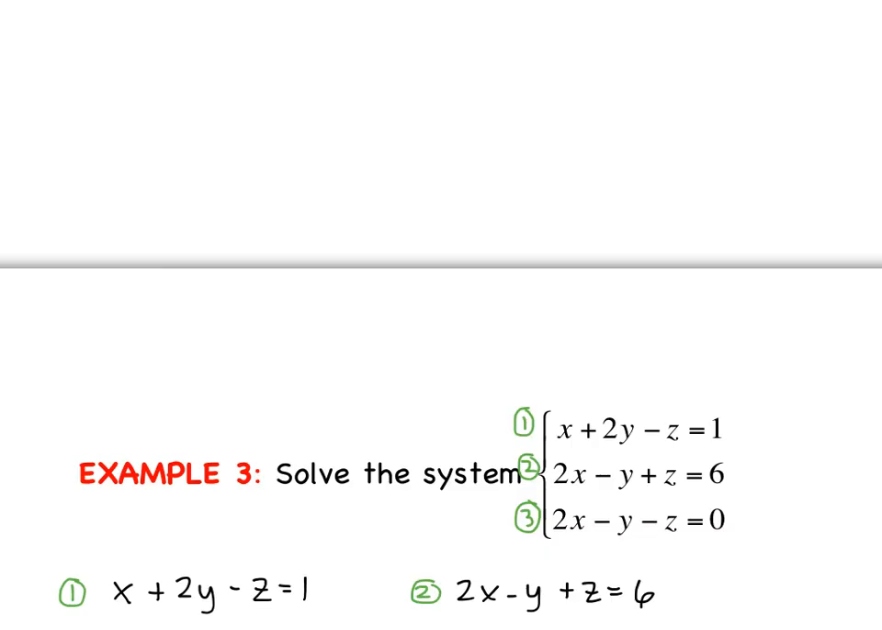This last example, again, is a true 3 by 3. We have 3 equations with 3 variables. So I label 1, 2, 3. I look at all 3 of the equations and I ask myself which one's going to be the easiest to eliminate, and we have to do that twice again.